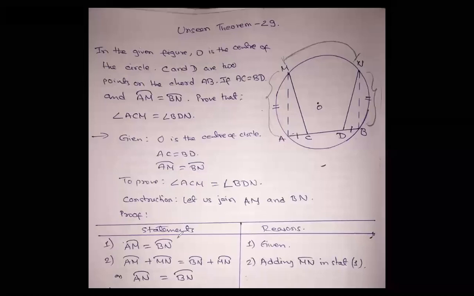So that means AM plus MN. Let us add this. In statement 1, AM and PN are there, so let us add MN on both sides. MN plus MN, it will be AM plus MN, going from A to N, so AN. And from BN, if we add MN, we go from B to M, so it will be BM.